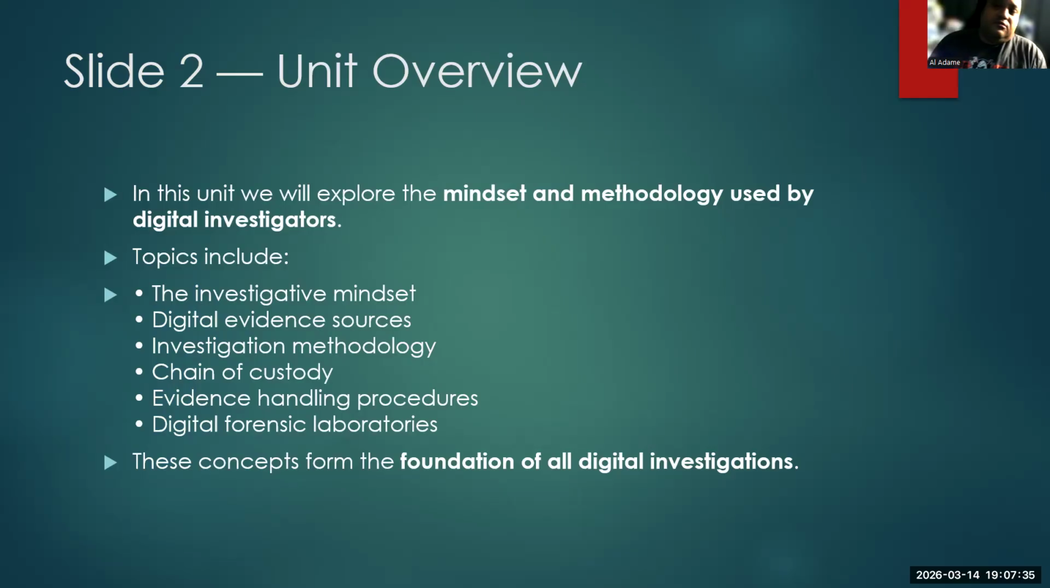Topics include the investigative mindset, digital evidence sources, and investigation methodology. It actually has a longer title, but you'll see what I mean when I get there. I think it's called digital evidence investigation methodology, but I shorthanded it for this reason. Then chain of custody, evidence handling procedures, and digital forensic laboratories, or digital forensic labs. Thankfully, I wrote out the long form of it.